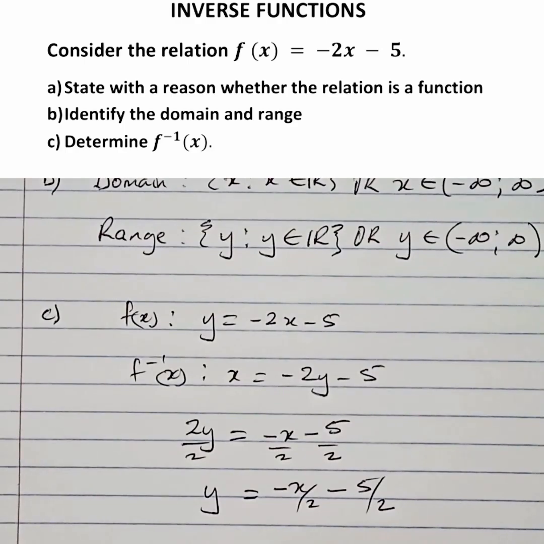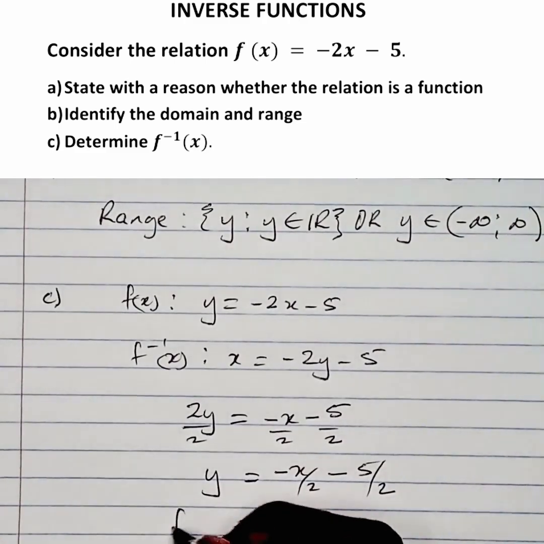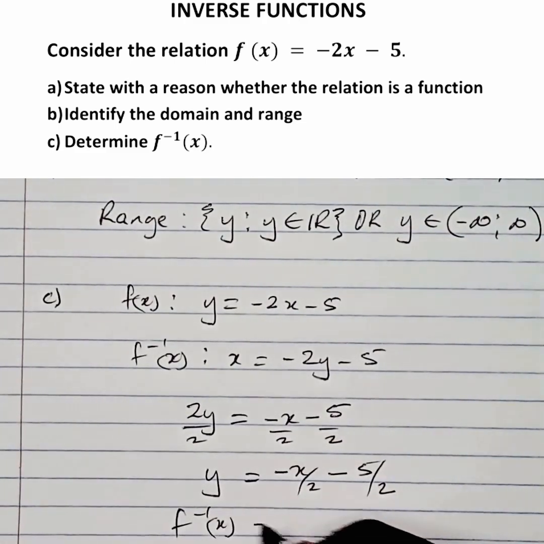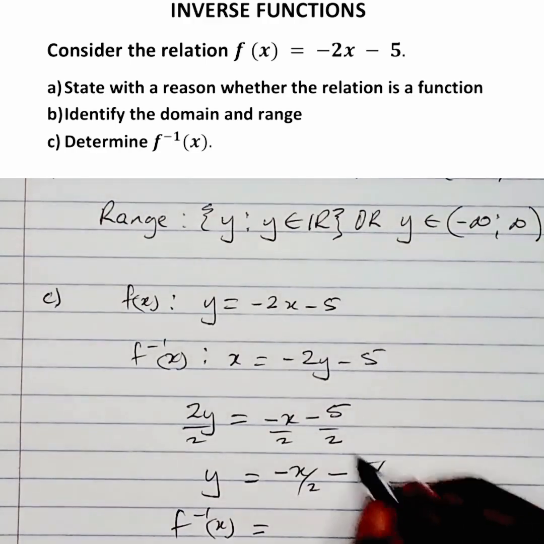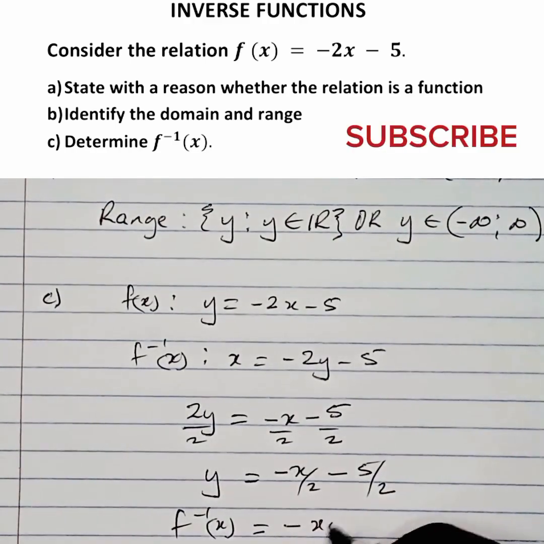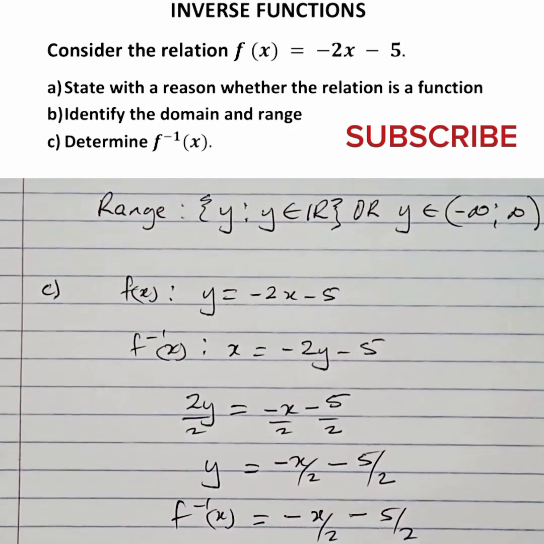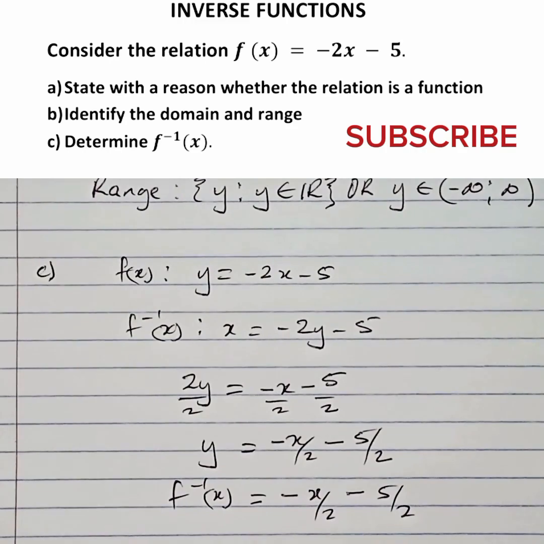Now, you can now say the inverse of that function, that is f^-1(x), is equal to this, that is -x/2 - 5/2. That is the inverse of that function.